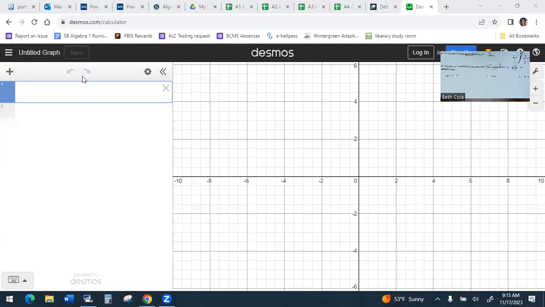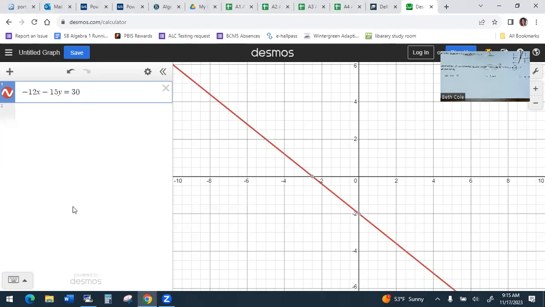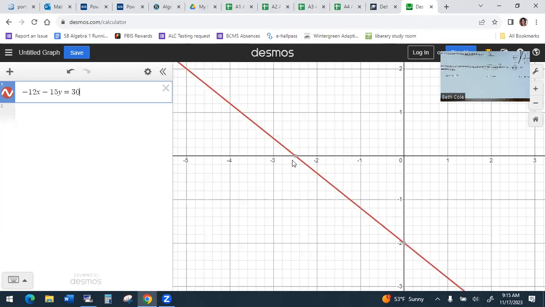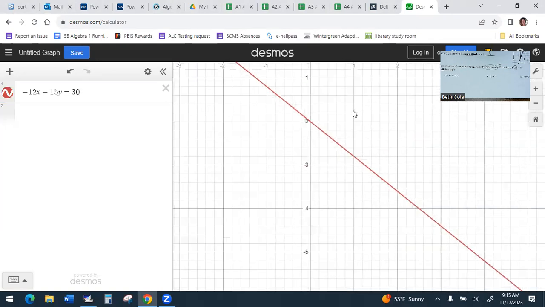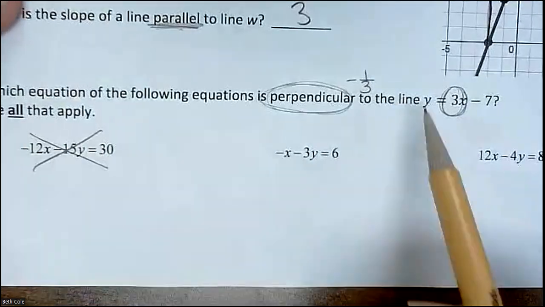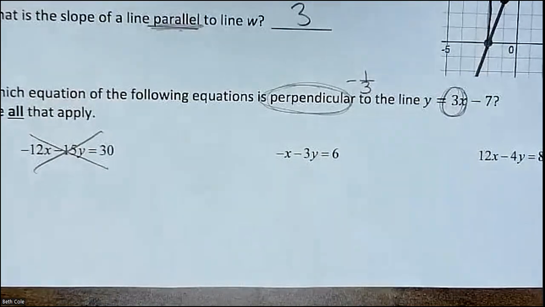I hope I have Desmos up. Good, I do. And I'm going to type in that first one. I'm going to type it exactly the same way it looks. Do you guys see what I'm typing? Are you looking at your paper and then looking at what I have up there? So does this have a slope of negative 1/3? Do we go down 1/3? It doesn't look like it to me. It looks like it's going down way more, like down 3/5, I think. So no, we don't want that one. We're looking for a negative 1/3 slope.